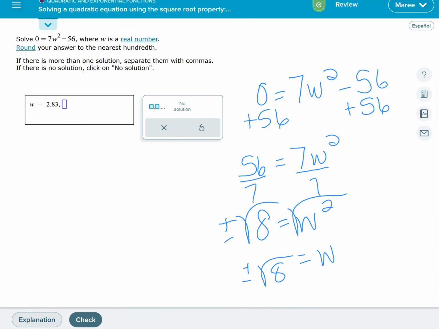And then we have to put in our negative also. So negative 2.83.